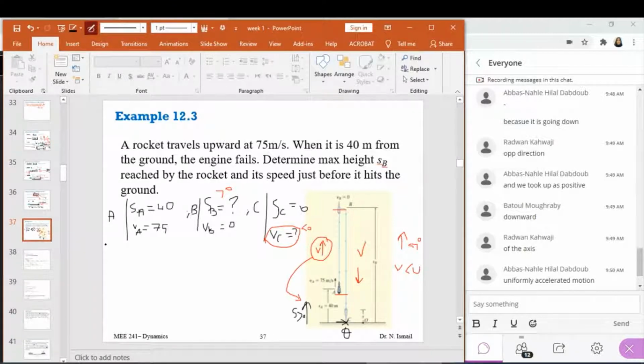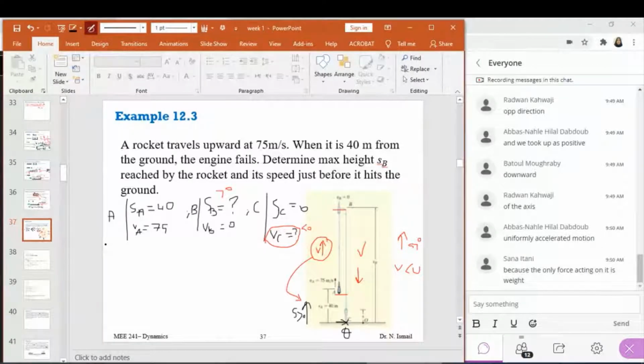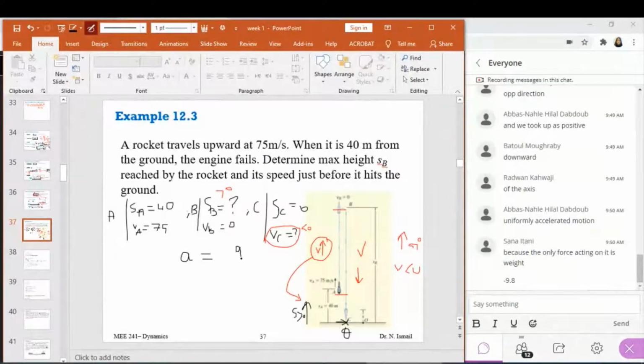Because A is constant, and the only force acting on it is its weight. Yes, in fact, guys, A is constant and it is equal to what? To gravity. A is equal to 9.8. Positive or negative 9.8? Yes, Sana, it is negative 9.8. Why is A negative 9.8?